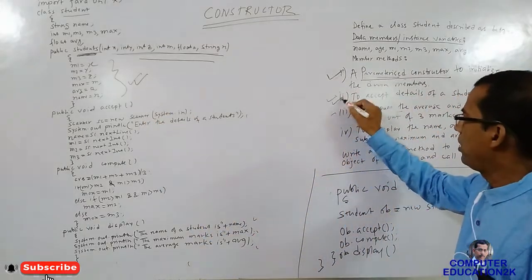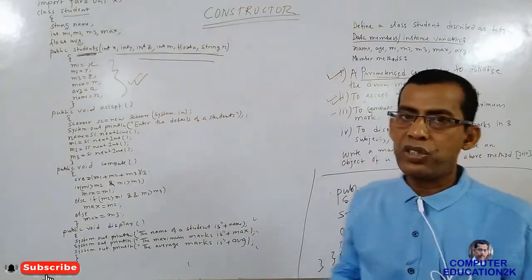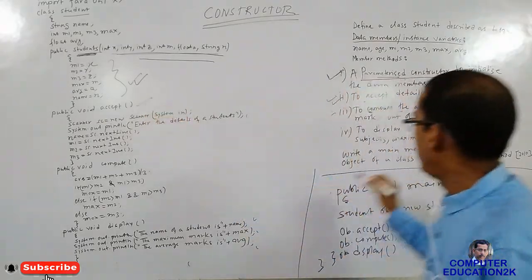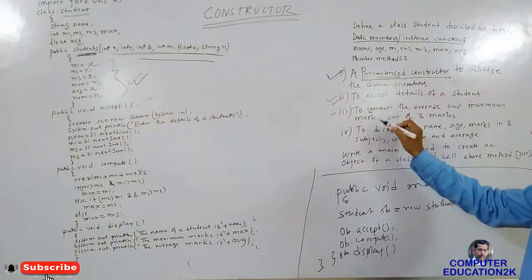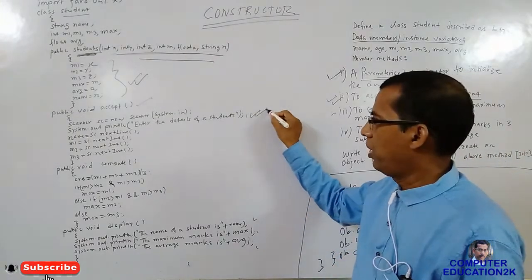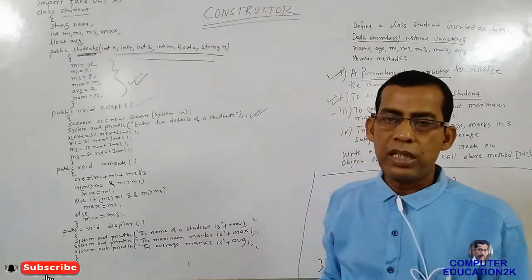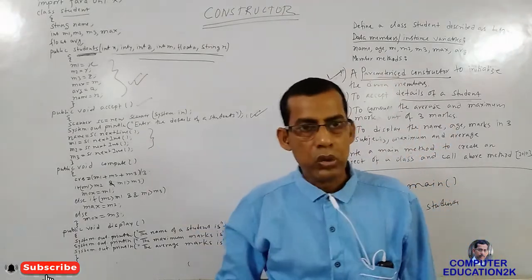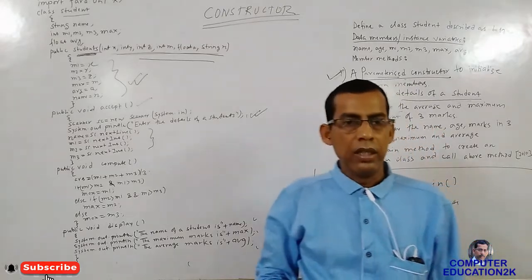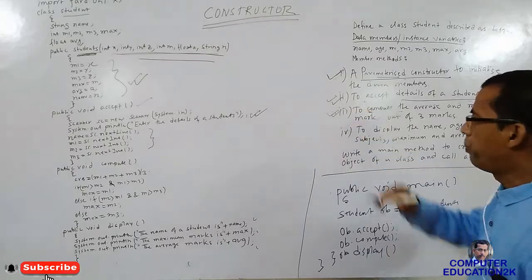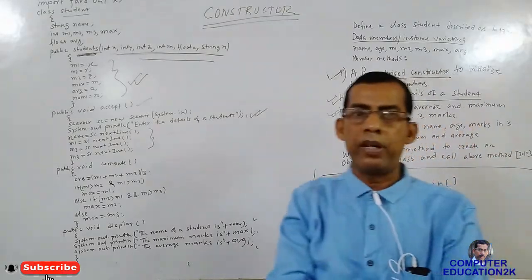Then the question says you have to declare a function called accept. So I have declared a function accept, and here you have to enter the details of a student. So I have given one message: enter the details of a student, and then I have entered all the details of a student here, name and 3 subject marks. And next it says compute the maximum marks and the average marks.